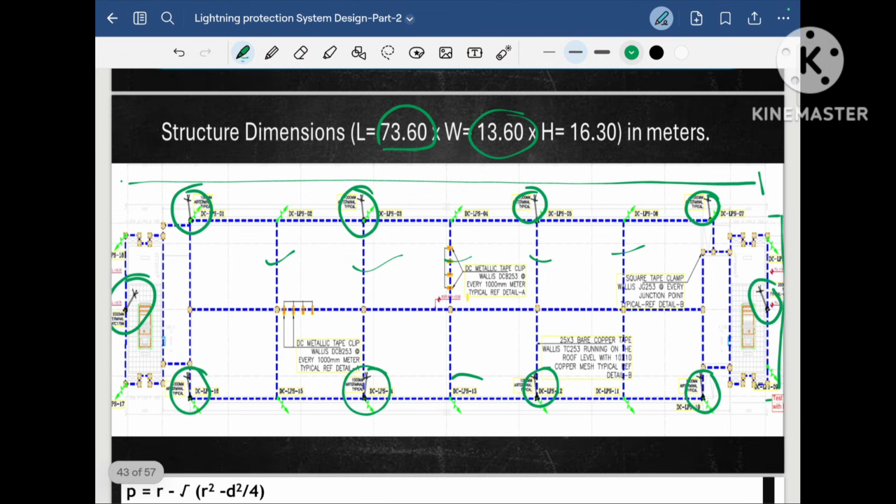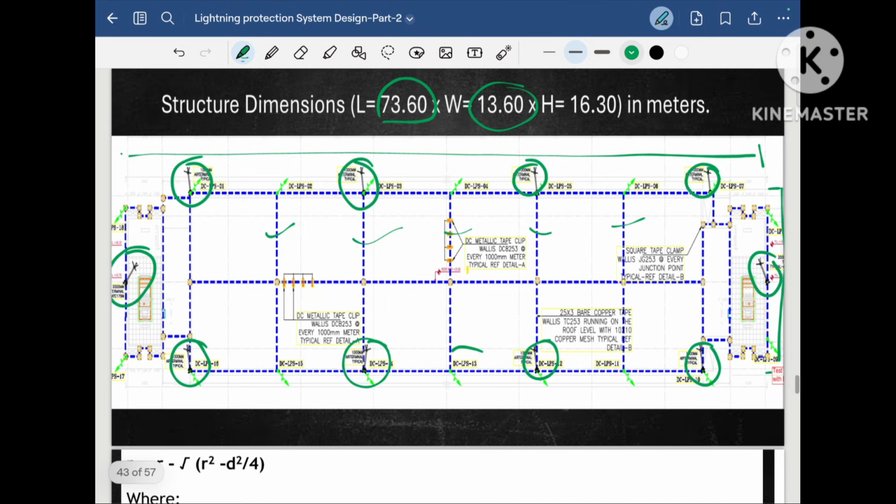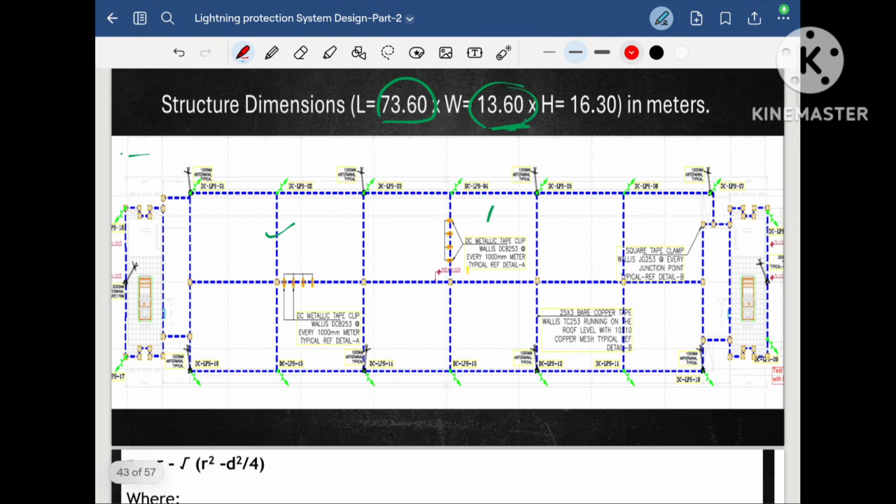As I told you in the beginning, for a particular project we can go for the rolling sphere method as well as the mesh method as well as the protection angle method. But as of now, as per the rolling sphere method, we designed our lightning protection system such that all over the roof we need around 10 air terminals: 4 along one side of the length, 4 along the other side of the length, and 2 along the width. As we know, the length of the building is 73.6 meter and the width of the building is 13.6 meter, and our calculated distance between two air terminals is somewhere around 18.7 meter.